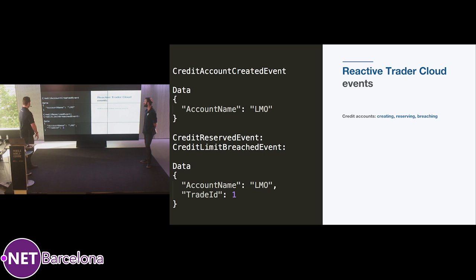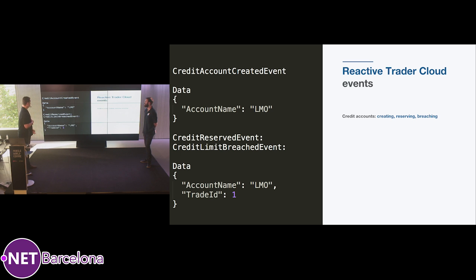We have one last set of events related to credit accounts, which are in Reactive Trader Cloud, so that we can talk about process managers and the challenges of modeling things in the event sourcing world. But these are 3 more events. You can create a credit account. A credit account is like the amount of money you have in the bank that you can draw down on. It's how much money is on your credit card.